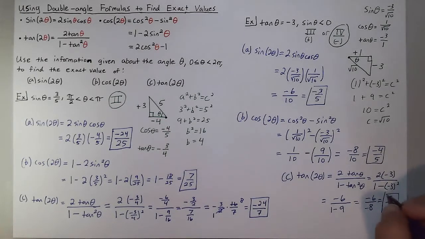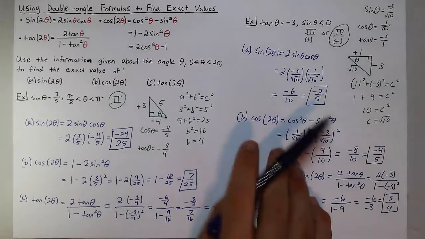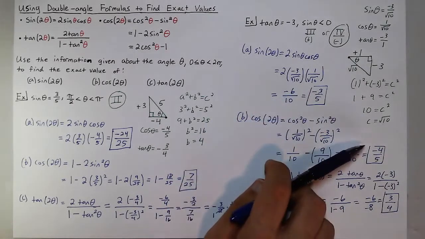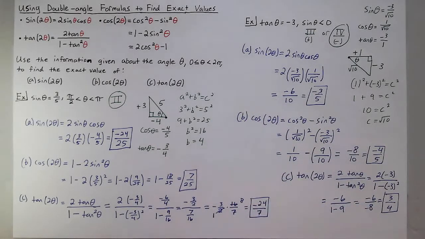And again, I can double check this because I just found the other ones, but if I put negative 3/5 over negative 4/5, that should give me positive 3/4. And that is how you use double angle formulas to find exact values.